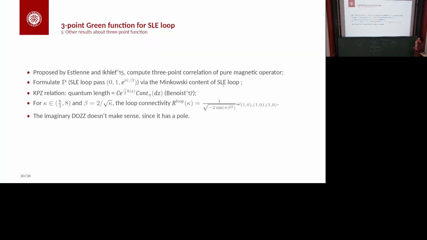Okay, there are some other results about some geometric 3-point functions. The second one I want to mention is the 3-point on the same loop. If you have some SLE loop which was chosen by the counting measure from the CLE loop, then we can compute the probability of the 3 points being in the same loop. In this case, this is given by something called the omega function, which is not the imaginary DOZZ. When I check with this exponent, the imaginary DOZZ somehow goes up.